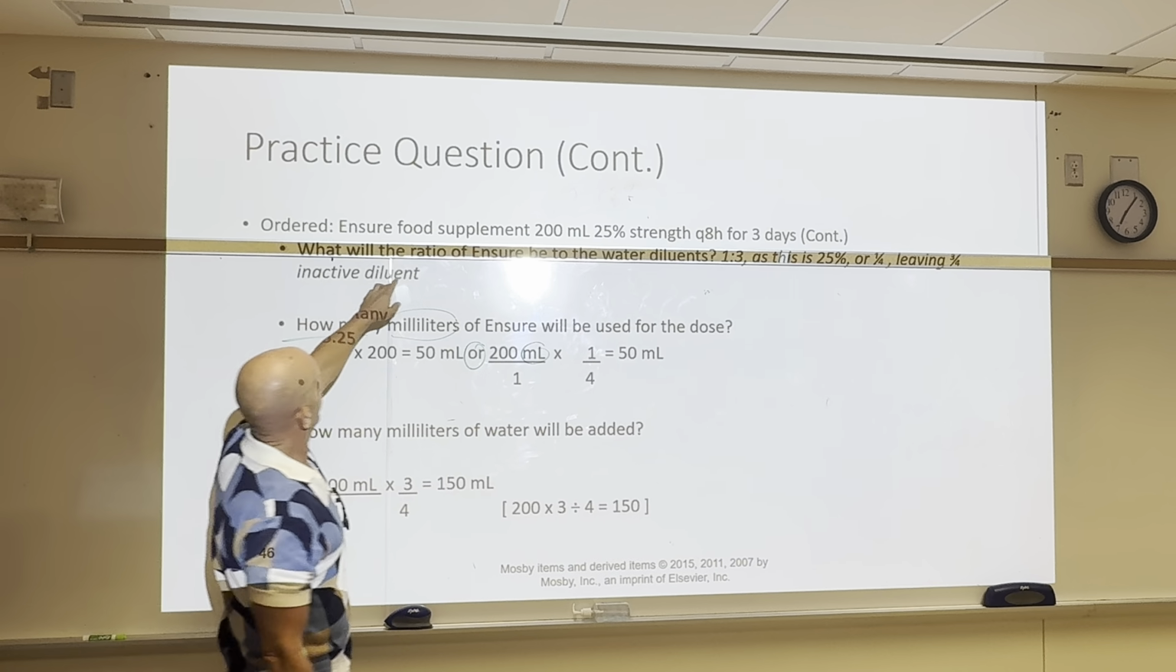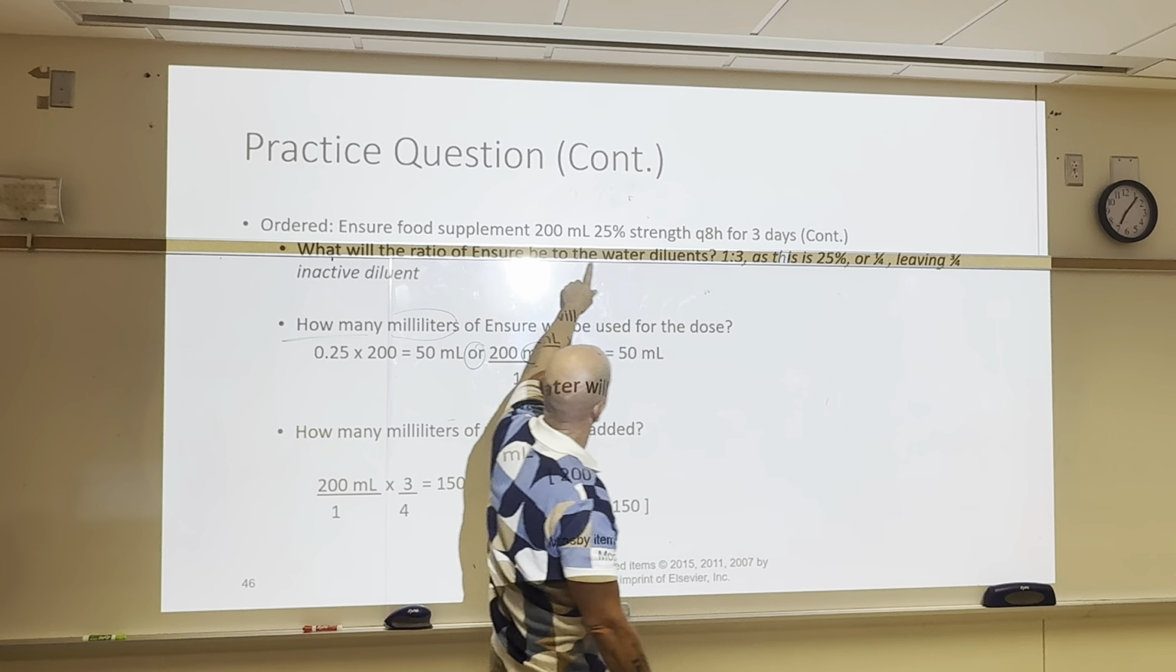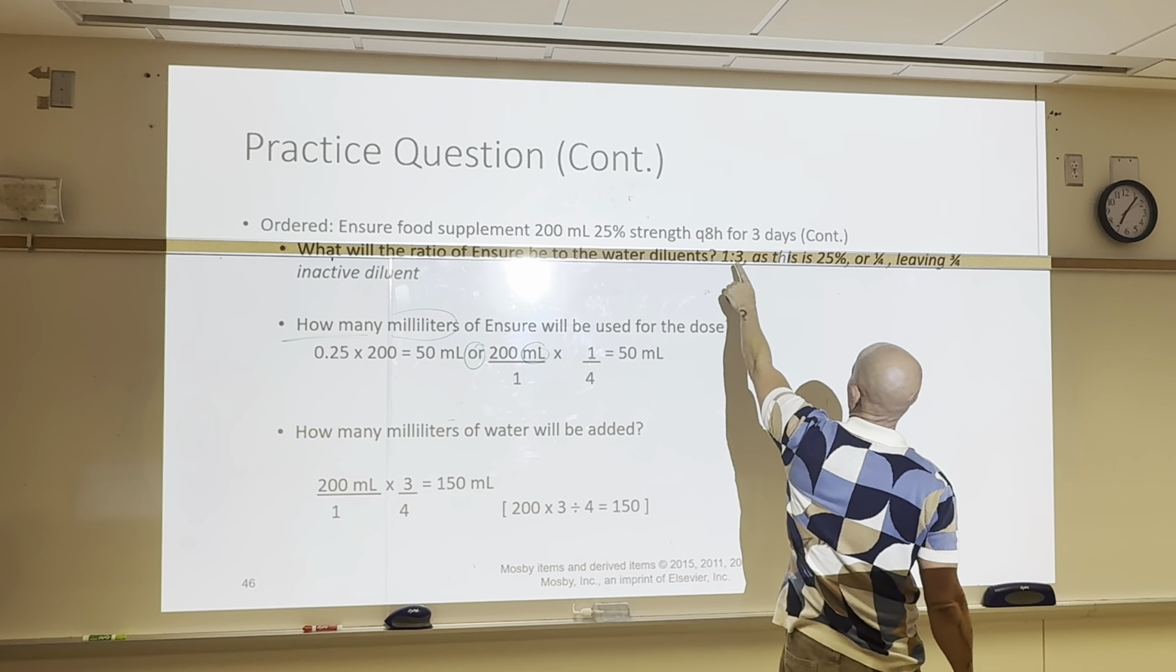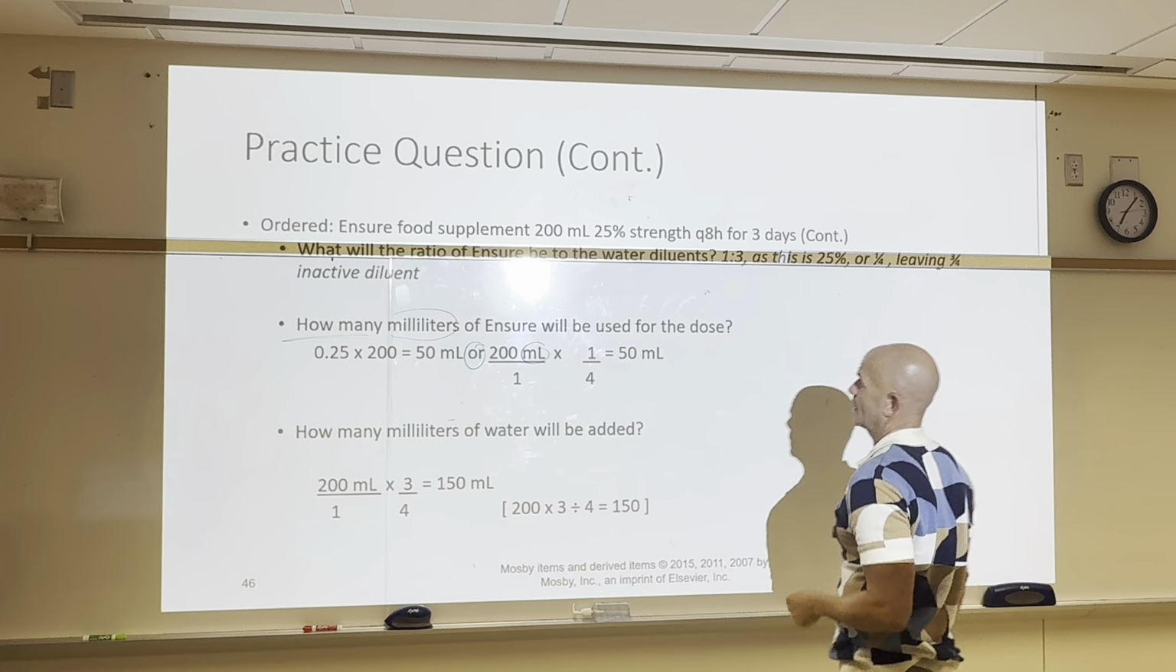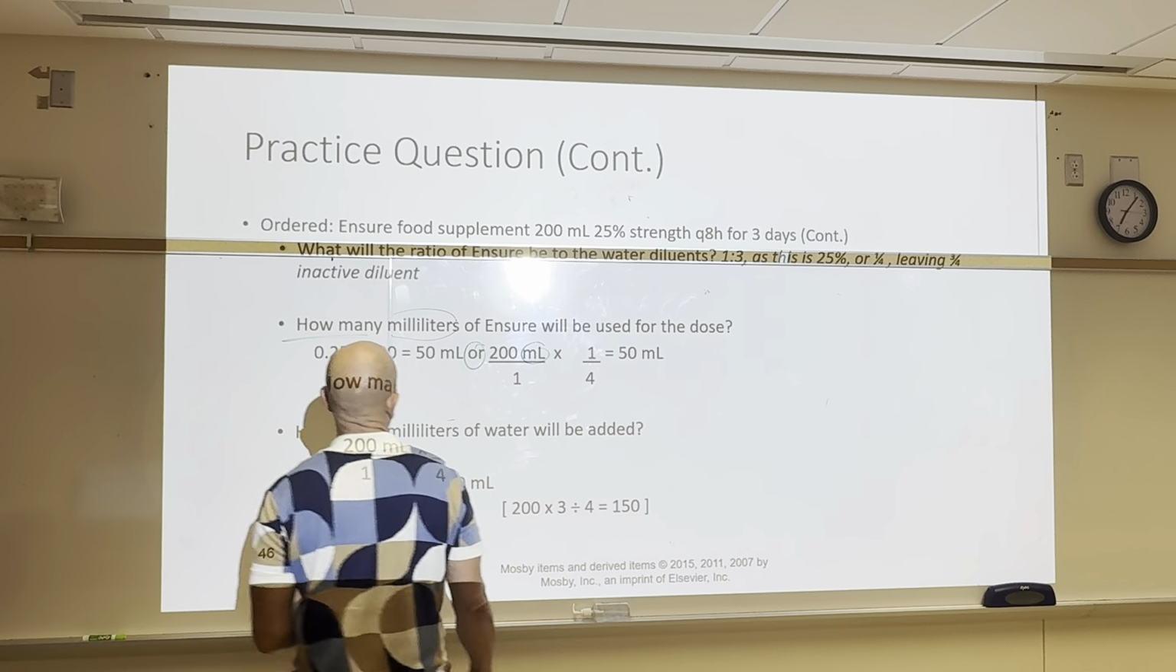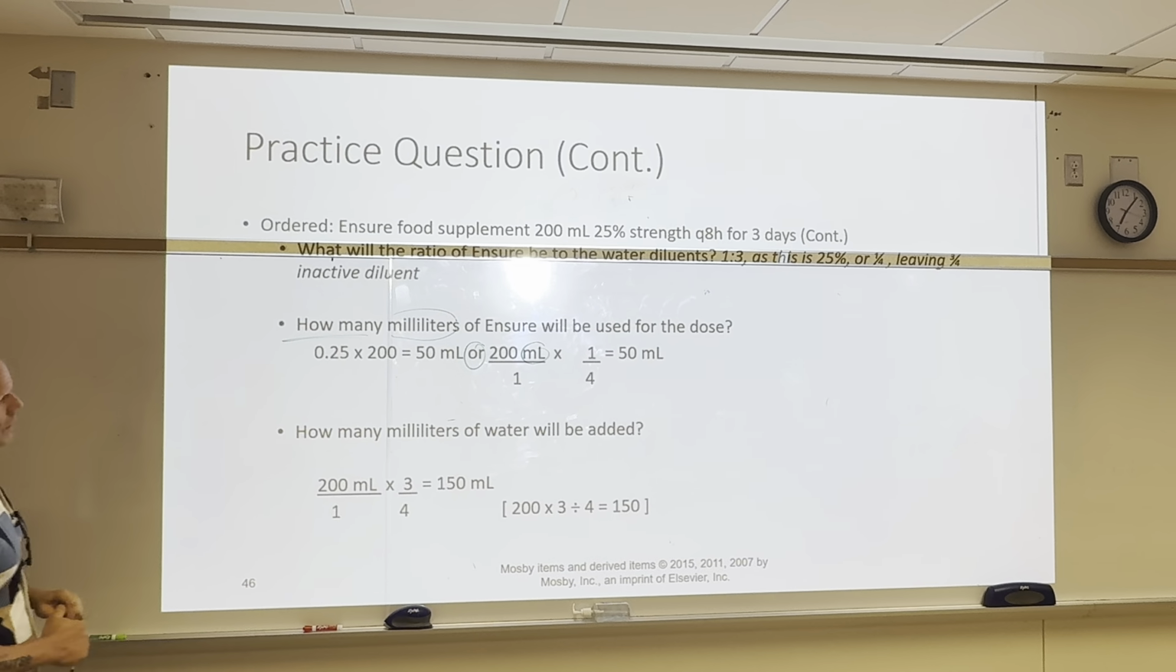What will the ratio of Ensure be to the water diluent? 1 to 3, as this is 25%, or 1/4, leaving 3/4 in diluent, okay? So, there you go, all right? So what will the ratio of Ensure be to the water diluent? 1 to 3, as this is 25%, or 1/4, leaving 3/4 in diluent. Okay, do you see where they got that?